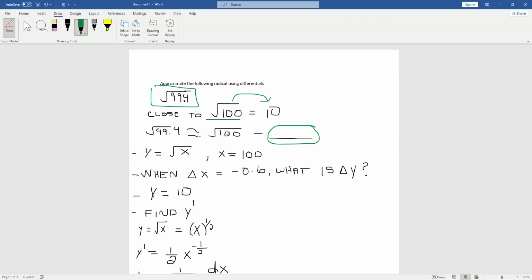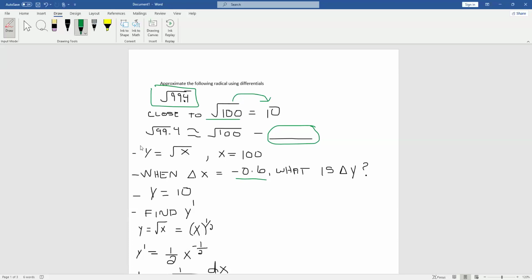This difference from 100 to 99.4. And that difference, if we take 99.4 from 100, we'll get 0.6. So we know that that difference in our x values, what's under the radical expression, what's under that square root, is about negative 0.6. So given this information, we want to create an equation.